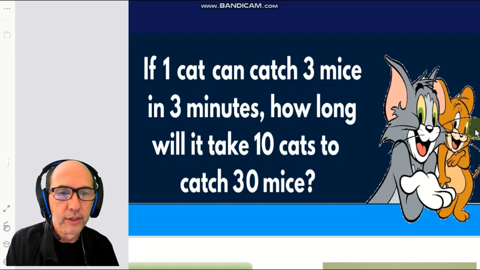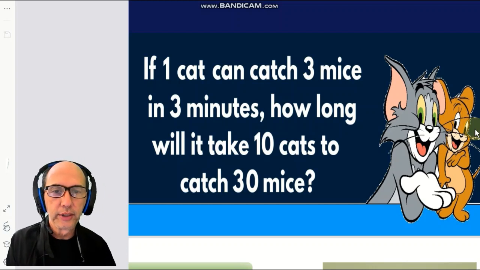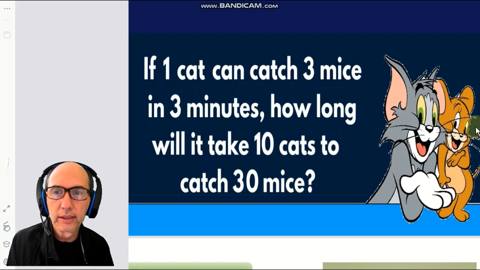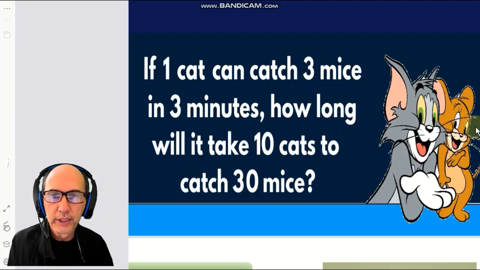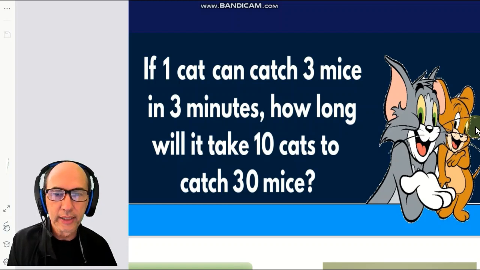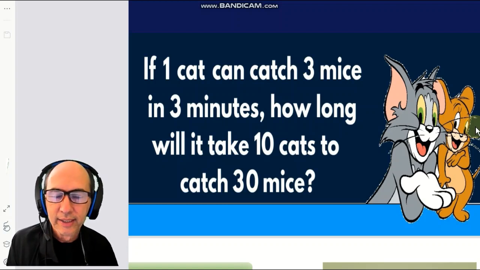Hello, this is our intermediate algebra course, and today we're going to talk about section 6.6, rational equations and problem solving. But first, try to find the answer to this riddle. If one cat can catch 3 mice in 3 minutes, how long will it take 10 cats to catch 30 mice? So what do you think will be the answer?